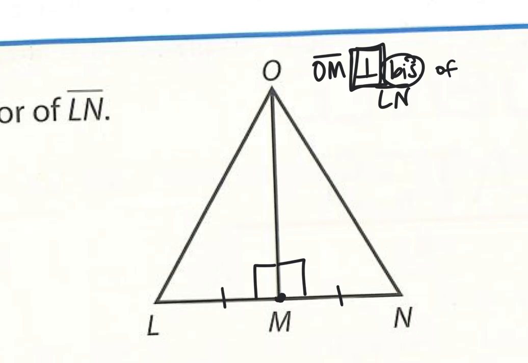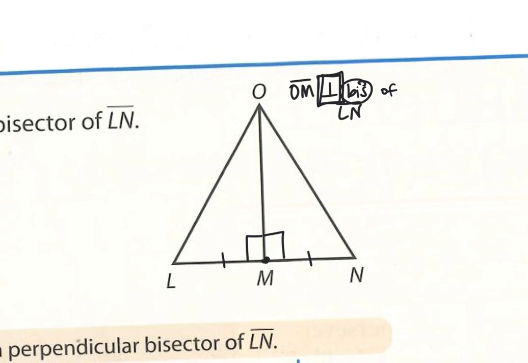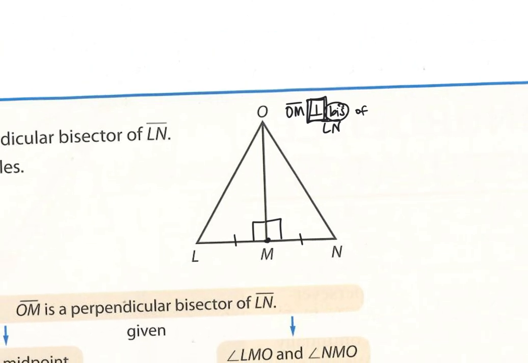The bisector doesn't make it 90 degrees. The bisector made it equal in two sections, right? The perpendicular piece created those 90-degree angles, okay? So that's one thing to keep in mind.